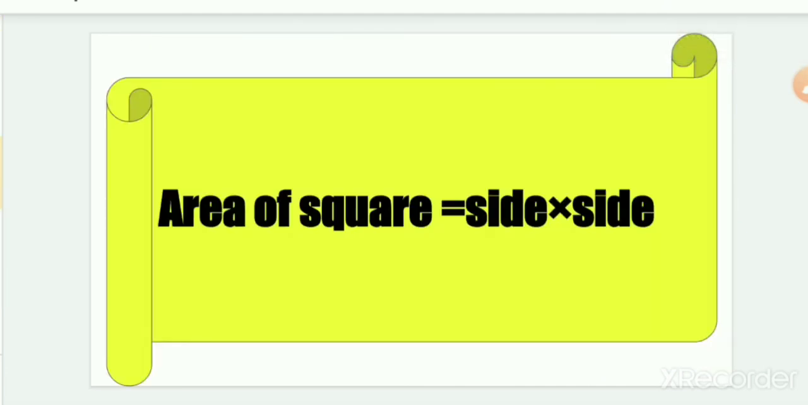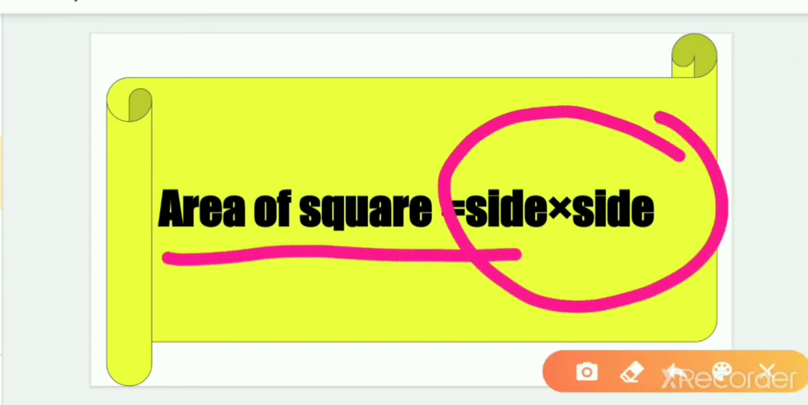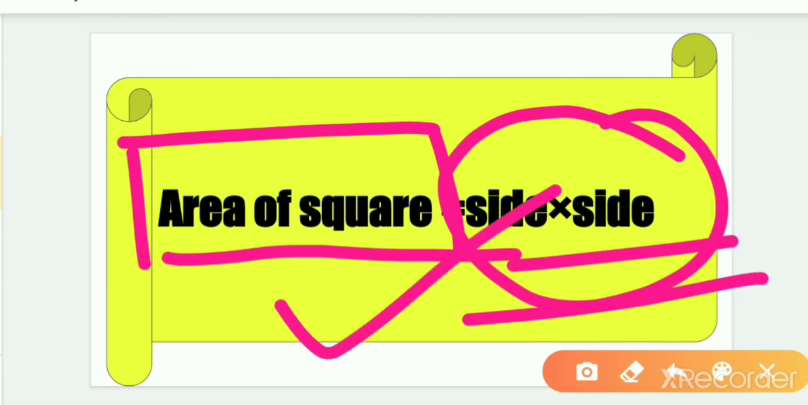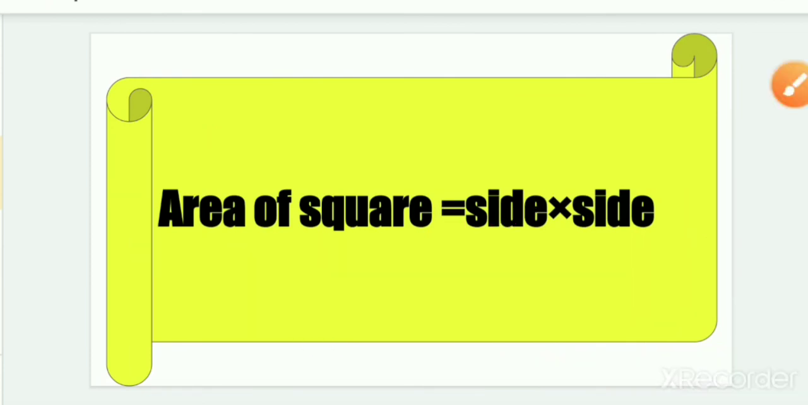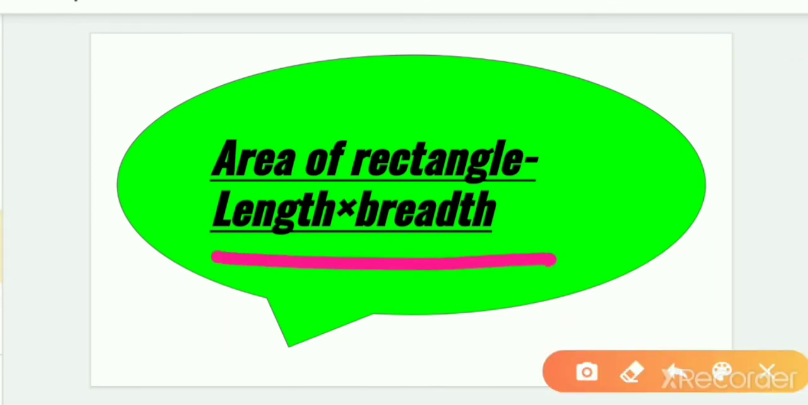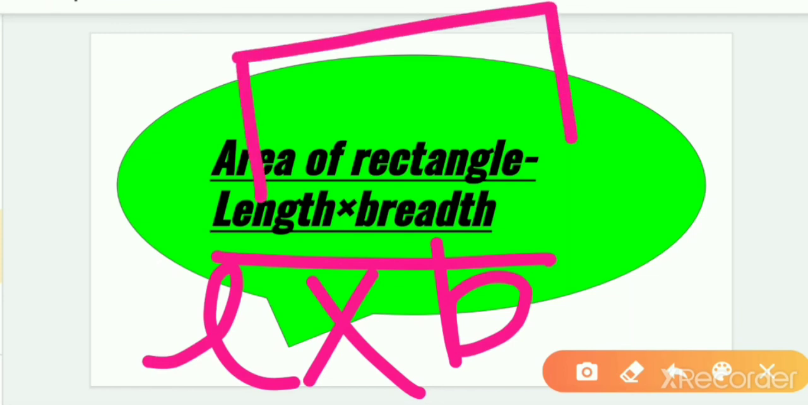Okay, coming to the next, we have the area of a square. You know the formula: area of a square is equal to side into side, right? Now we have the area of a rectangle, that is L into B. L is the length and B is the breadth, right? So the area of a rectangle is equal to L into B.